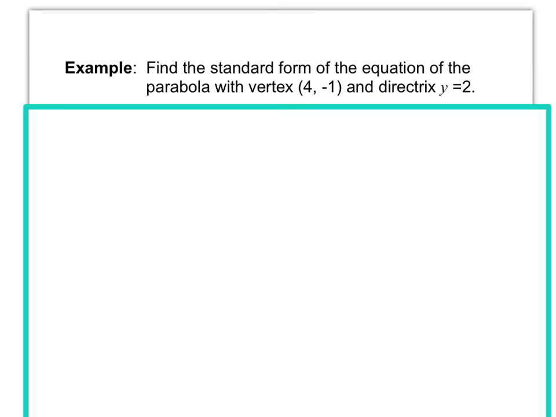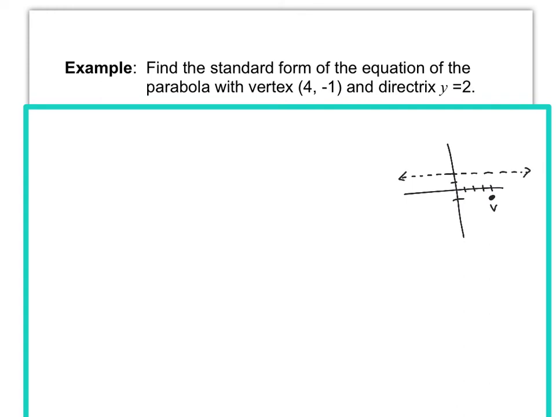Okay, for this one, we're not asked to graph it, we're just asked for the standard form of the equation. But in order to get an idea of which basic equation I'm looking at, we do need to sketch at least part of the information. I'm told that the vertex is at 4, -1. So I will put that on there and then label it with a V. And it says the directrix is the line y equals 2. Well, if the directrix is the line y equals 2, that's a horizontal line right here.